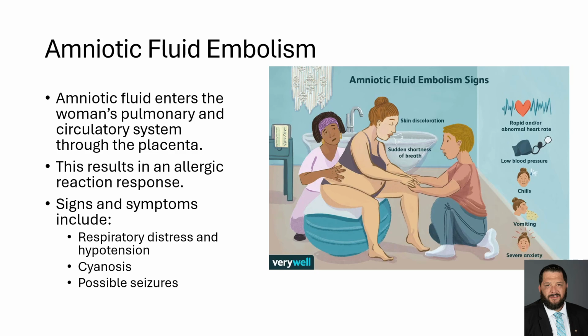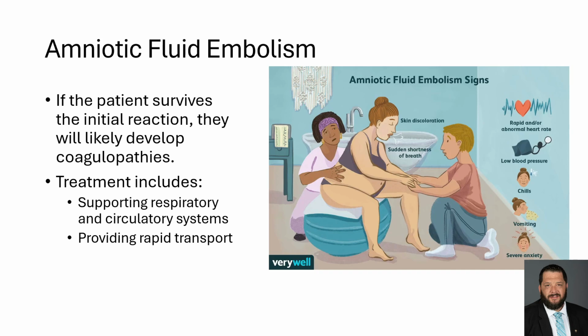Amniotic fluid embolism is when amniotic fluid enters into the woman's pulmonary circulation through the placenta. This results in an allergic reaction type response, and signs and symptoms can include things like respiratory distress, hypotension, cyanosis, and seizures. If the patient survives the initial reaction, they'll likely develop coagulopathies, and this is where disseminated intravascular coagulopathy is of concern. Treatment includes supporting respiratory and circulatory system and providing rapid transport to a receiving facility.